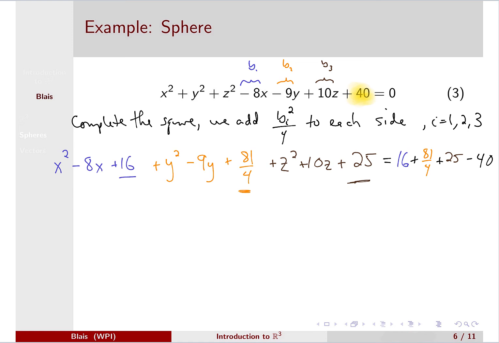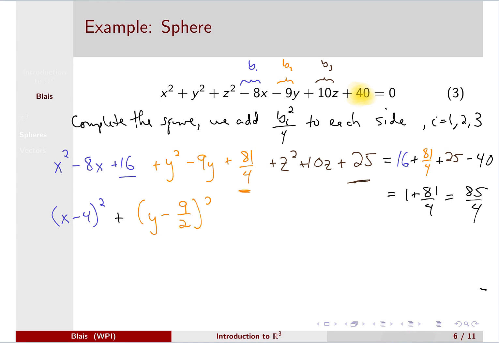Simplifying that right-hand side, 25 minus 40 is negative 15. Negative 15 plus 16 is 1. So this is 1 plus 81 over 4, or 85 over 4. And on the left, we now take advantage of the fact that we have completed the square. And so we get, for the x-coordinate, (x minus 4) squared. For the y-coordinate, we have (y minus 9 over 2) squared. And for the z-coordinate, we have (z minus 5) squared. And so we see this equals 85 over 4.